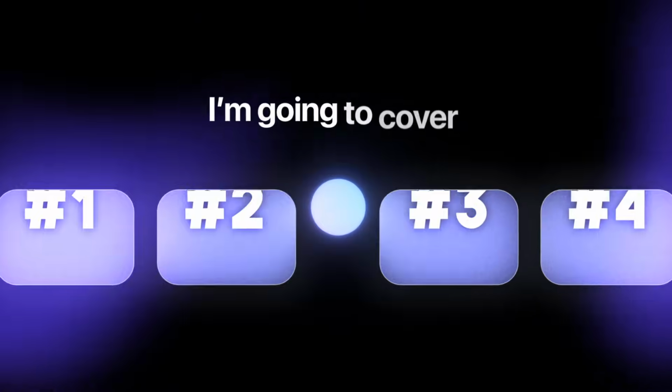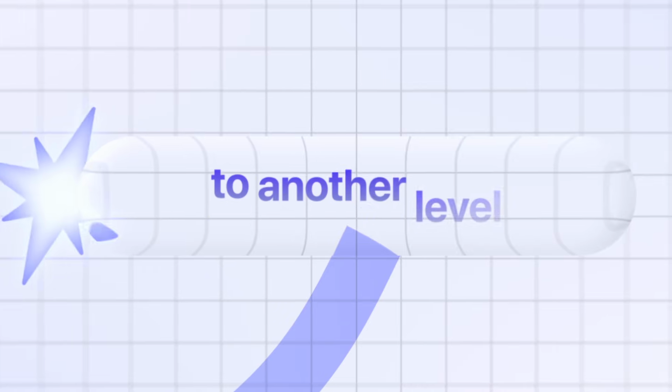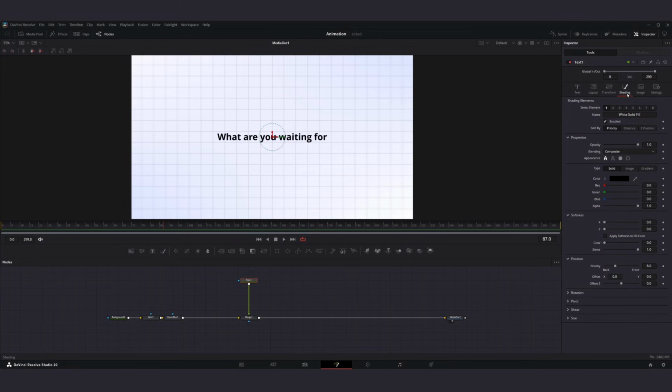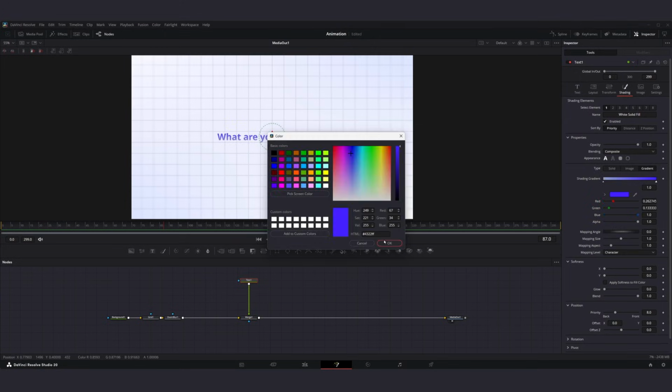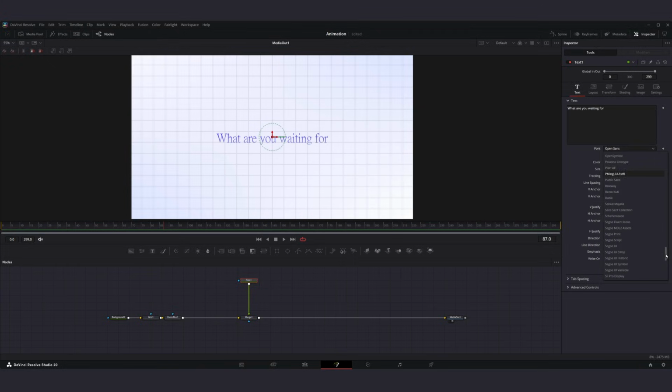Today I'm going to cover 4 techniques that will help you to transform any animation to another level. Let's start with the text. First, for better looking, always choose a gradient rather than a simple solid one, and pick up some premium fonts like the Apple font. Let's do the animation.